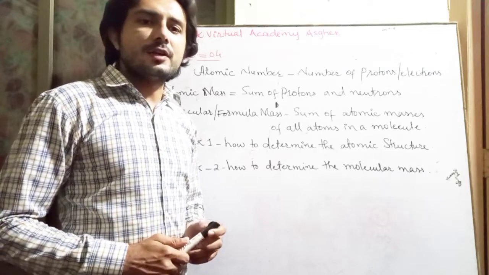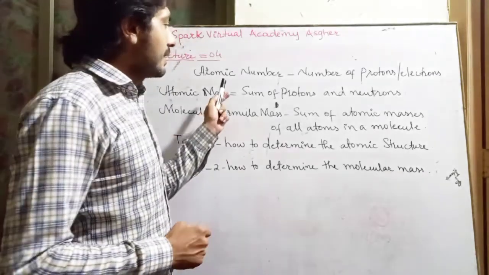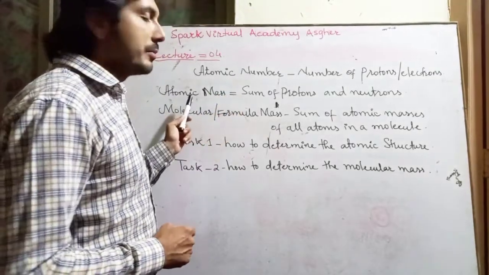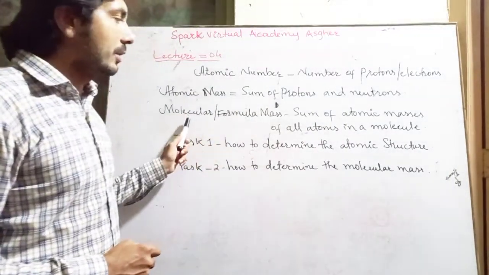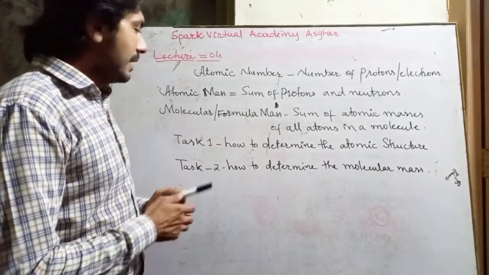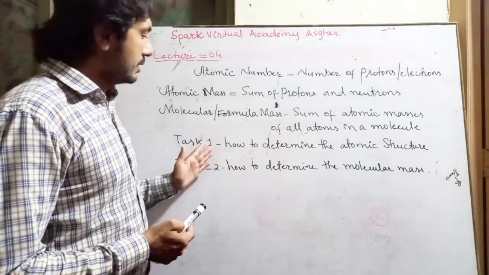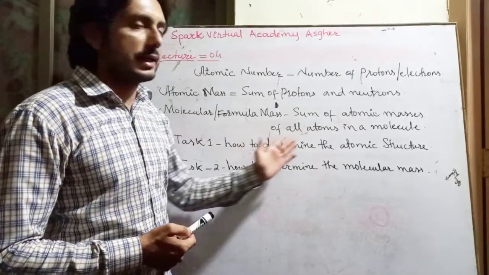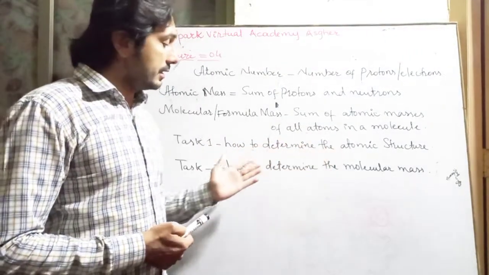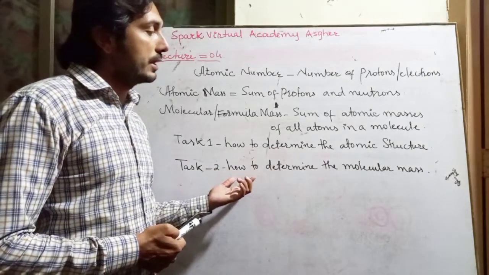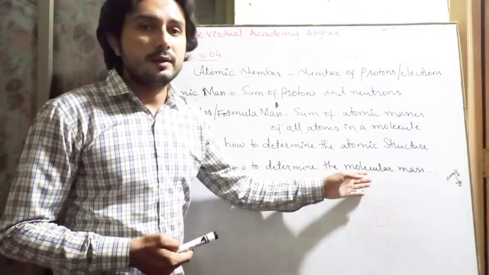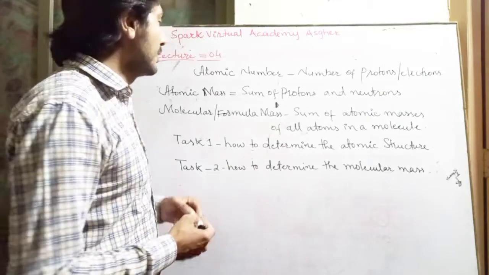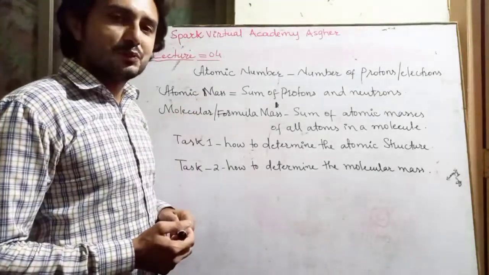In today's lecture, we are going to learn about the atomic number, the atomic mass, and the molecular mass or formula mass. Lastly, we will determine how to find out the atomic structure, and then we will solve some problems related to the molecular mass as well. So let's move towards the atomic number.